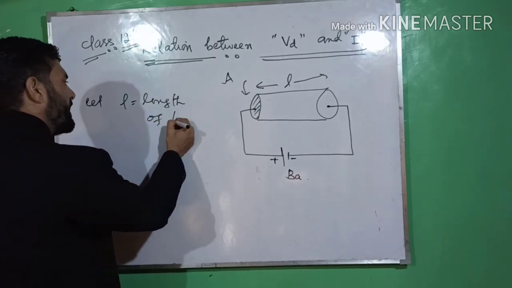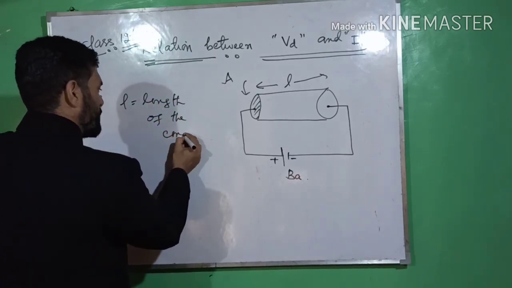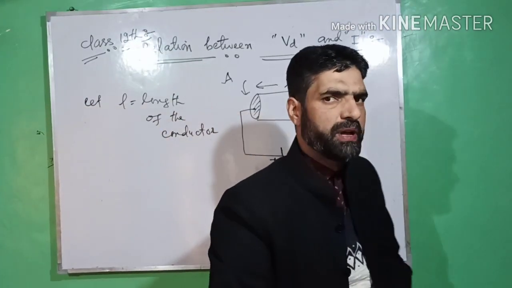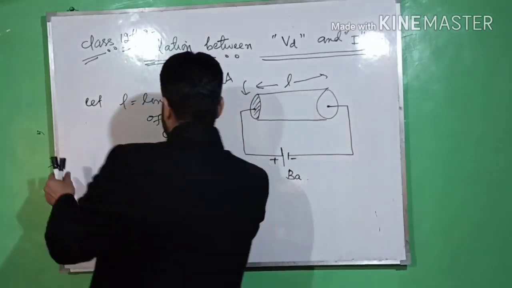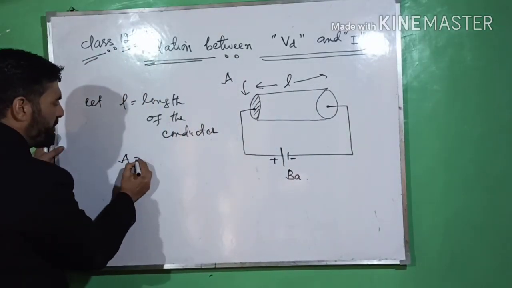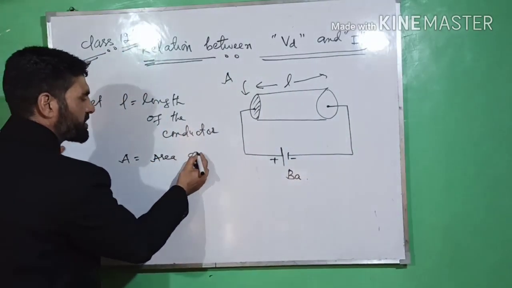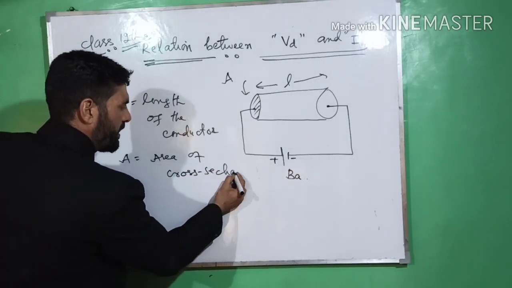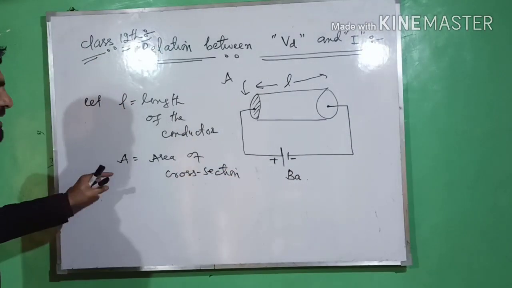Length of the conductor. So what did I write here? I wrote L as the length of the conductor. And what is A? A is the area of cross section. Did you understand? A is the area of cross section, denoted by capital A.